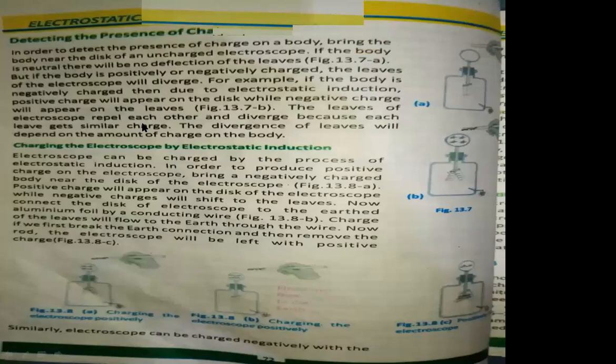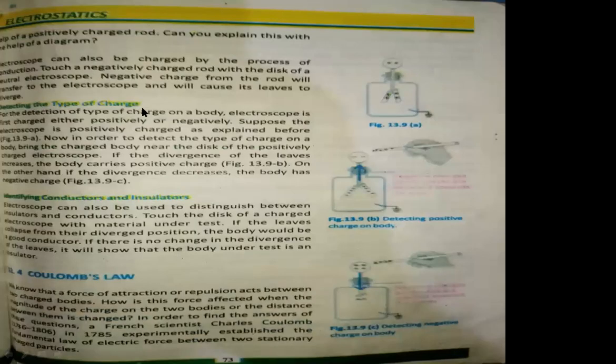An electroscope can also be used to detect the type of charge, whether it is positive or negative, which I told you. It can also be used to tell whether a material is a conductor or an insulator. I told you what a conductor and an insulator are. Conductors are materials through which heat and electricity can pass, and insulators are materials through which heat and electricity cannot pass. Rubber and wood are examples of insulators; steel, gold, and copper are conductors. So this electroscope can also be used to find whether a material is a conductor or an insulator.